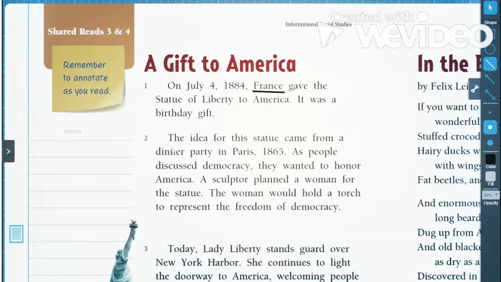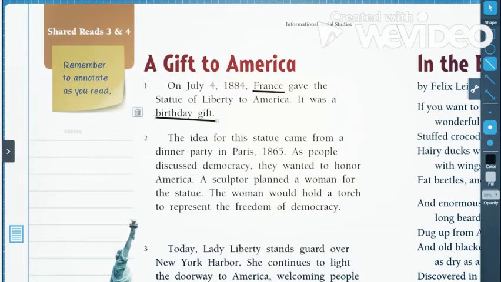Next, I want you to go back and explain why France gave the Statue of Liberty to America. Reading paragraph 1, just paragraph 1, find out why France gave America a gift. Looking at paragraph 1, it says it was a birthday gift. Did you underline that it was a birthday gift? Great job.